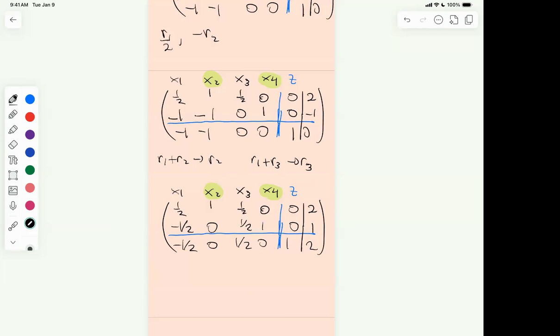Is that okay? Is that making sense? And so you see now columns 2 and 4, right? If you just focus on columns 2 and 4, you do have a version of the identity matrix here. So that has made it explicit that those are the basic variables.